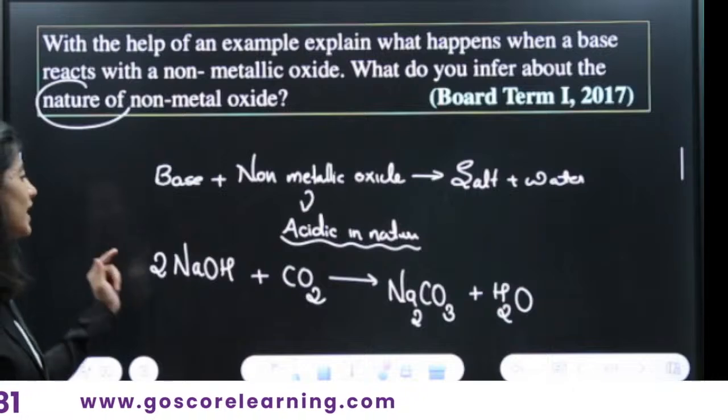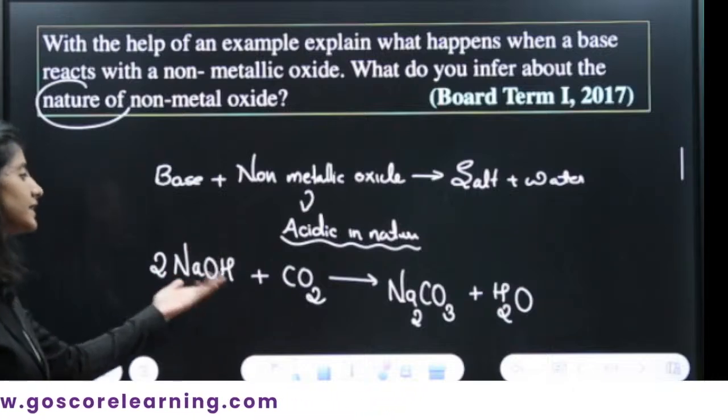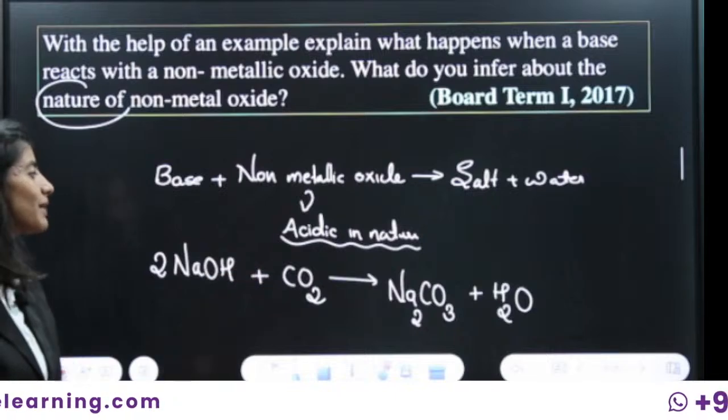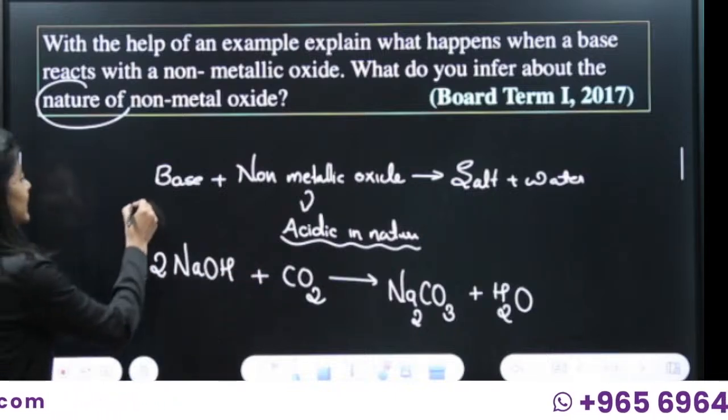Now coming into the hydrogen, it's balanced. And the oxygen, it's again balanced. So this is your balanced chemical equation, and that is the example that you can give.